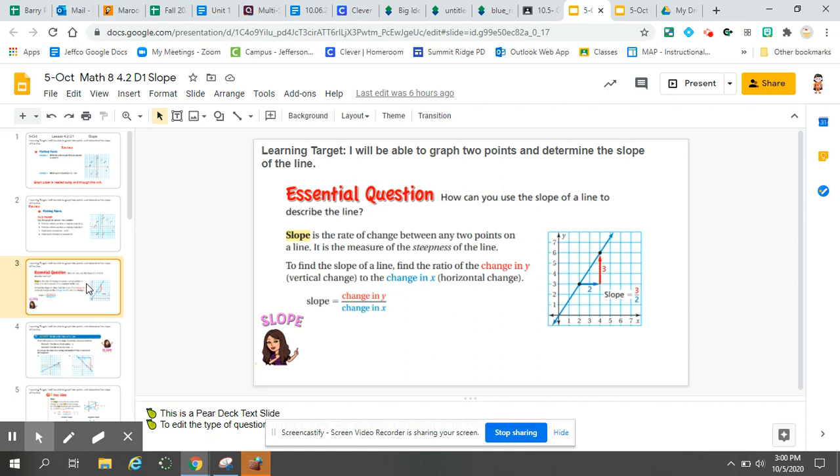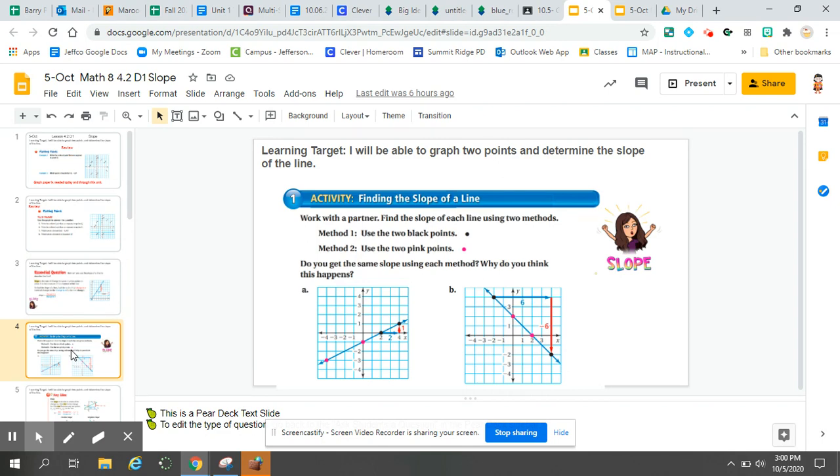On the next slide here, the essential question is, how can you use the slope of a line to describe a line? So when you're describing a line, that means that you're going to talk about positive, negative: is my slope positive, is my slope negative? And making sure that they all produce a straight line graph.